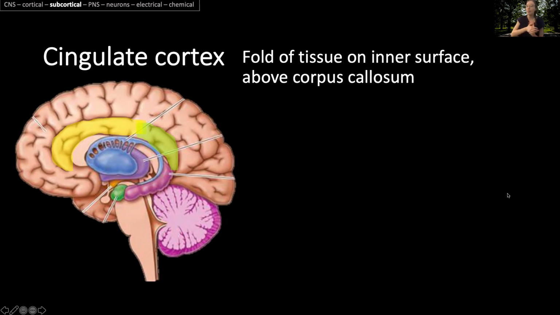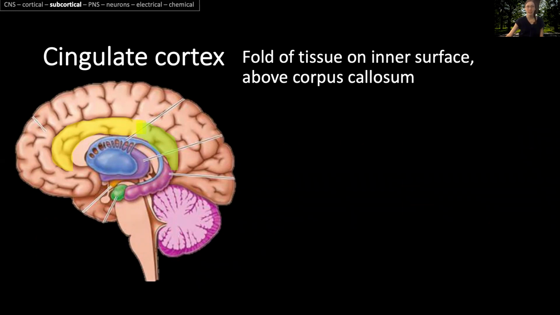Okay, there's one last subcortical region in your book we're going to talk about, and this is the cingulate cortex. So the cingulate cortex is this region I have highlighted here in yellow. You can see that it's not really a structure itself, it's a fold, it's part of the actual cortex.